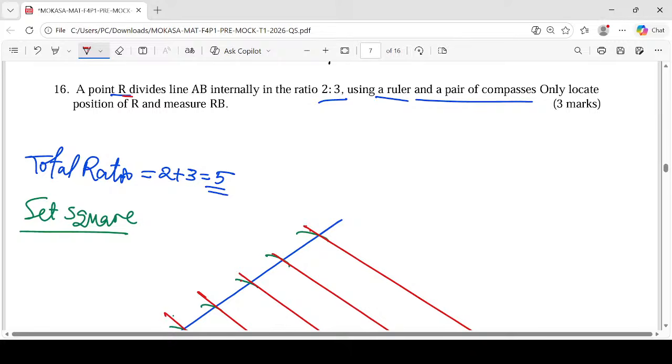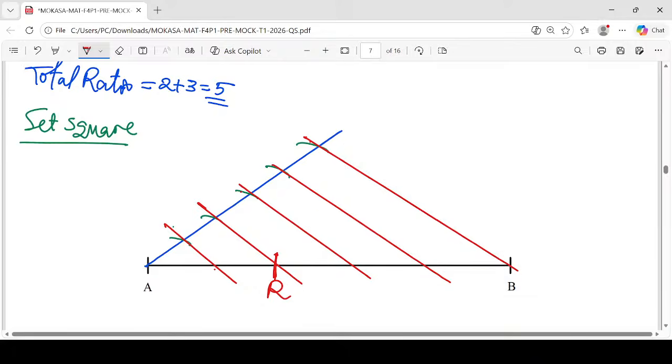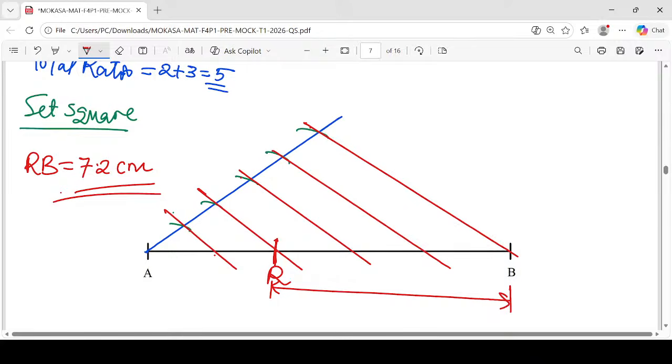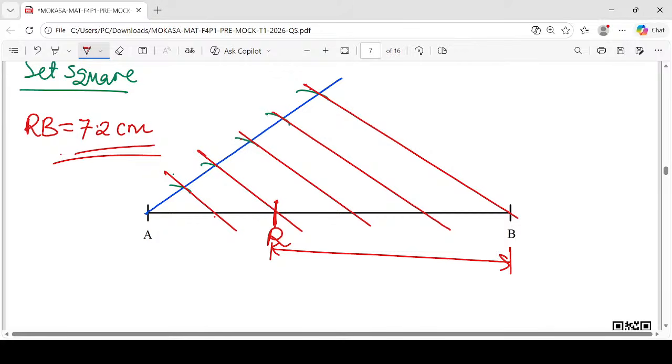Then when you are told to measure RB, you can just measure the distance from R to B. This particular distance here is what you have to measure. When you measure the distance RB, ladies and gentlemen, if you did something accurate, you are going to get a measure of 7.2 centimeters as your answer to that particular part.